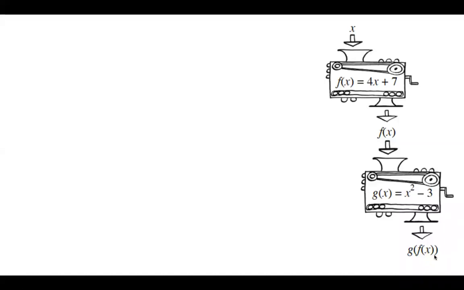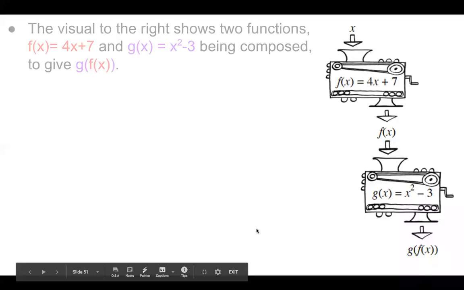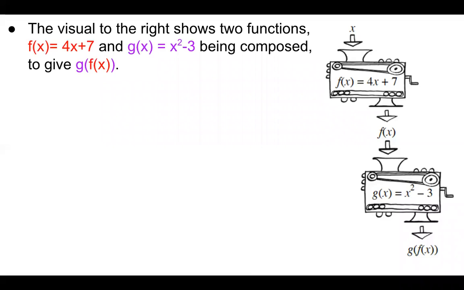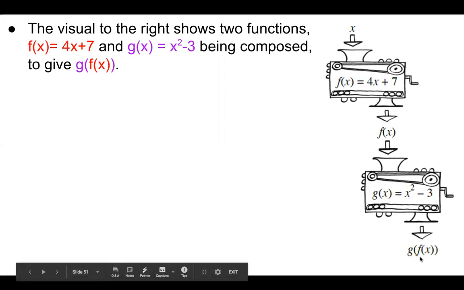If you are taking notes, like some of you typing out your notes, you could even take a screenshot of the visual, which saves you time. As you are drawing that down, let me describe what's happening here. The visual to the right shows two functions that are being composed. The first function is f of x equals 4x plus 7, and the second function down here is g of x equals x squared minus 3. At the end of the function machine, your output is g of f of x.